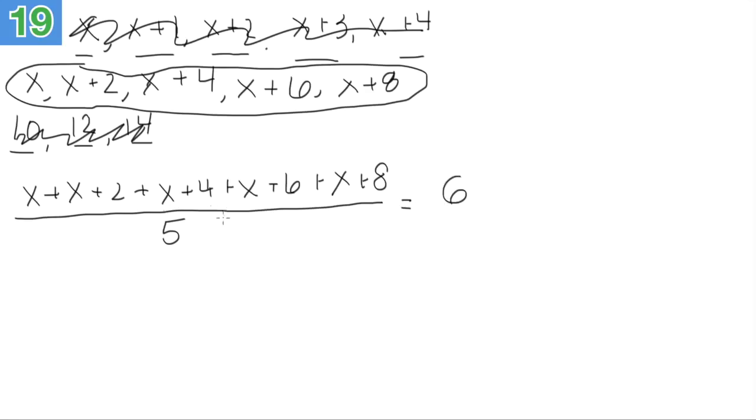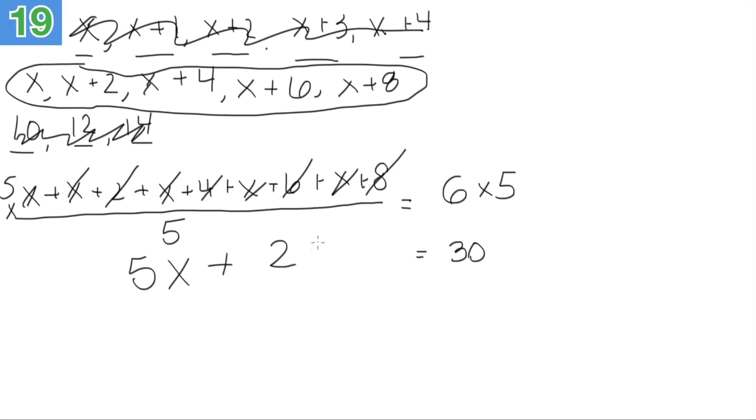So now let's just solve for x. We want to get rid of this 5. It's dividing, so we want to multiply it. And now, before we rewrite them all out, 6 times 5 is 30. And let's kind of reduce this before we keep going. So there are 1, 2, 3, 4, 5 x's. So that's 5x plus 2 plus 4 is 6, plus 6 is 12, plus 8 is 20. 5x plus 20 equals 30. Let's subtract away the 20, so we get 5x equals 10, divide by 5, x equals 2.